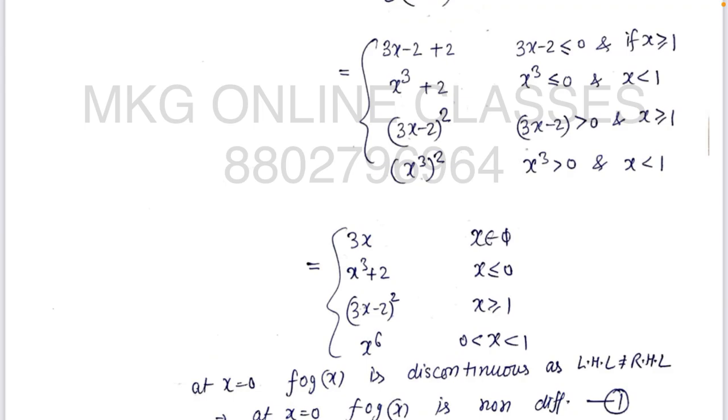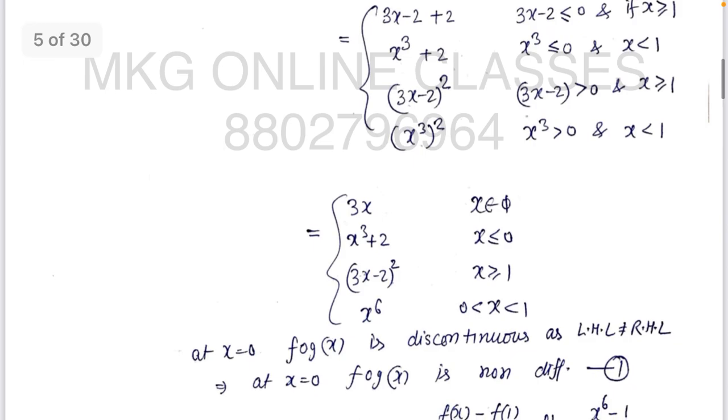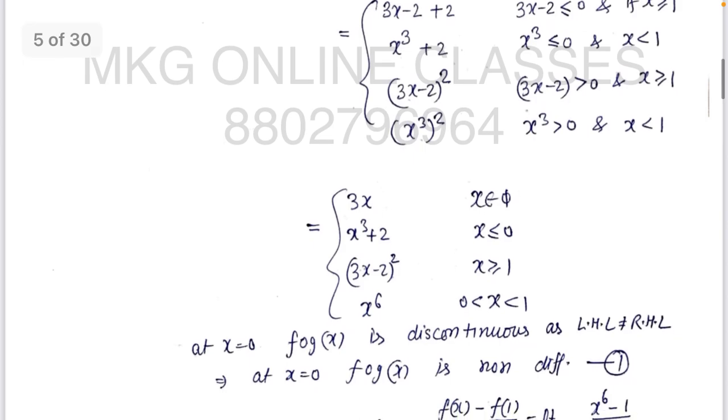Here the point of non-differentiability can be either x equal to 0 or x equal to 1. So let's check at x equal to 0. f of g(x) is discontinuous. Why? At x equal to 0, the left hand limit is coming out to be 2, and at x equal to 0, the right hand limit is coming out to be 0. So left hand limit and right hand limit are not equal. So it is discontinuous, which means non-differentiable.